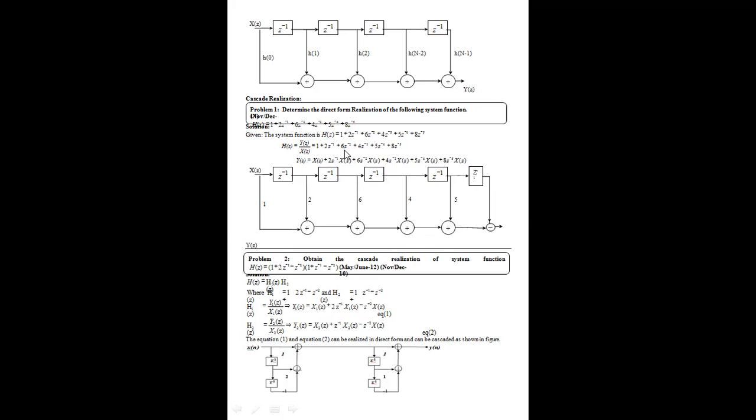When you talk about a cascade, cascade is nothing but a multiplication of two values. h of z is equivalent to two factors, h1 of z and h2 of z. Let h1 of z be equivalent to 1 plus 2 z inverse minus z power minus 2. Similarly, h2 of z is equivalent to 1 plus z inverse minus z power minus 2. Then again, using direct form realization, you separate into y1 of z divided by x1 of z, and similarly y2 of z divided by x2 of z. Then combine these two realizations.